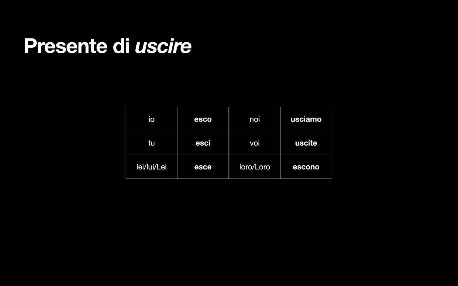Uscire means to go out or to exit. Io esco, tu esci, lei, lui, lei esce, noi usciamo, voi uscite, loro escono. And finally, venire, to come. Io vengo, tu vieni, lei, lui, lei viene, noi veniamo, voi venite, and loro vengono.